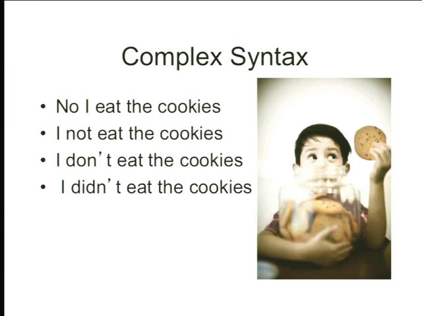Okay, so I ate the cookies is what you say, but when you want to do the negation, you want to say the opposite. What you have to do is put that past tense on that do instead of putting it on the verb. And now the verb is going to be in present tense. So you say, I didn't eat the cookies, even though you say, I ate the cookies. Sorry, you say, I didn't eat the cookies.